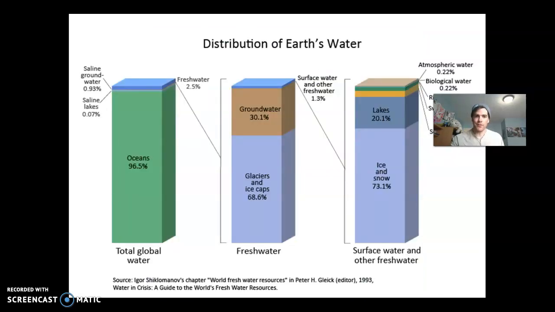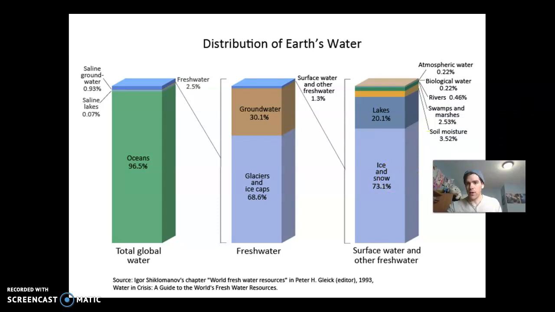Again, looking at another graphic representation of the same type of thing, of this 2.5%, 3% freshwater, you're looking at 30.1% there. And then of this surface water, this 1.3% of the 2.5%, most of this is still locked up in ice and snow too. So let me move out of the way there.